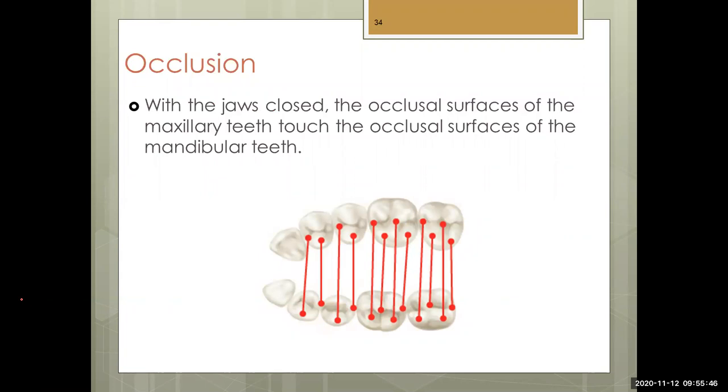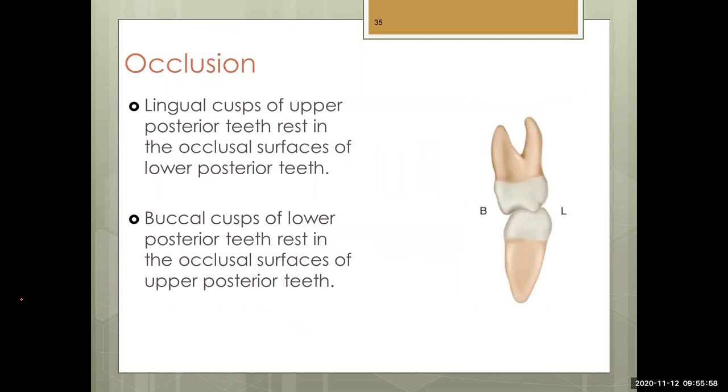When the jaws are closed, the occlusal surfaces of the maxillary teeth touch the occlusal surfaces of the mandibular teeth, and they fit together. The lingual cusps of the upper posterior teeth rest in the occlusal surfaces of the lower posterior teeth. This is the lingual cusp here, and they rest in the occlusal surface of the posterior teeth.